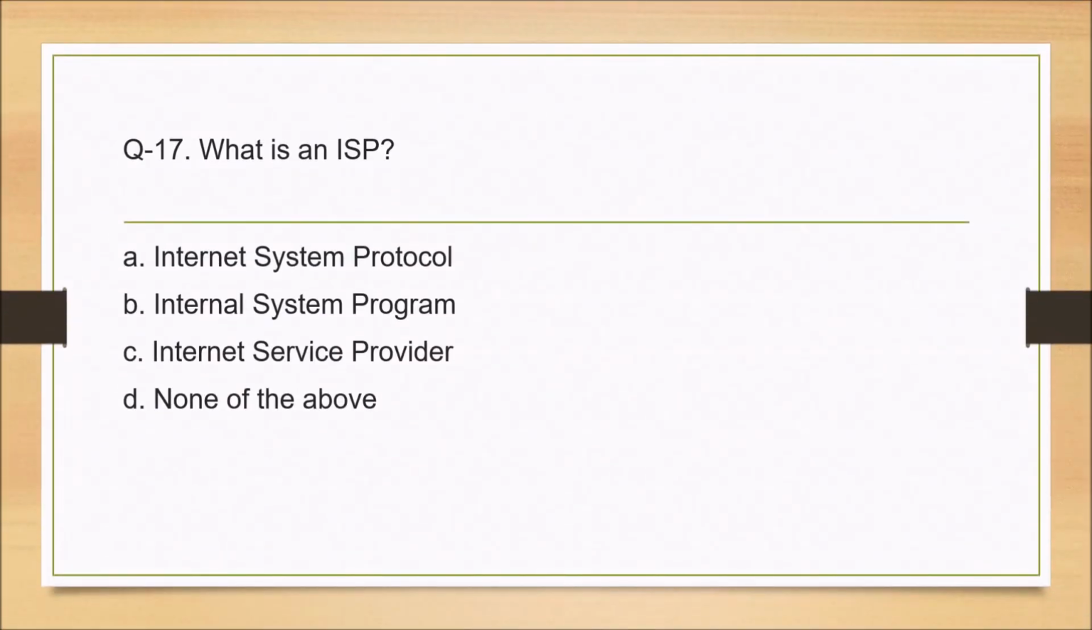Next question is, what is an ISP? And the options are Internet System Protocol, Internal System Program, next is Internet Service Provider, and none of the above. And the correct answer is Internet Service Provider.